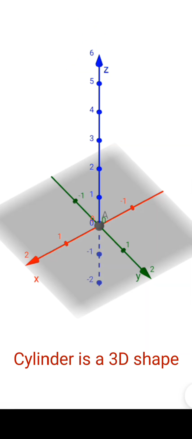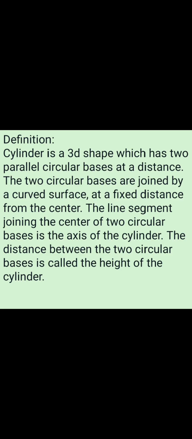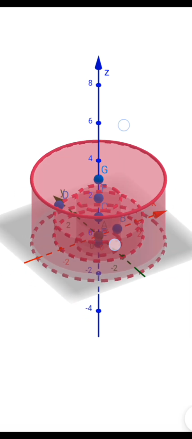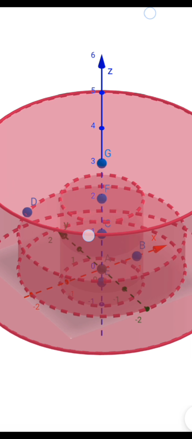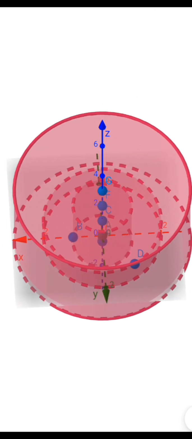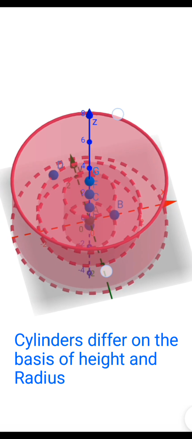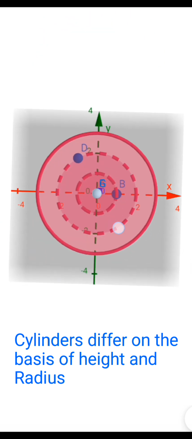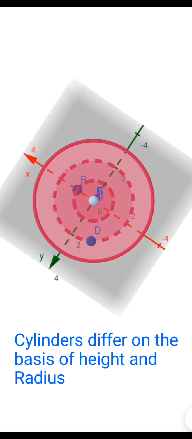Today we are going to discuss a very important three-dimensional figure, that is a cylinder. Have a look at the definition and then I will be explaining it in the three dimension. Here you can see there are a few cylinders which are kept in one another. Now can you tell what are the parameters which are differentiating these cylinders from one another?